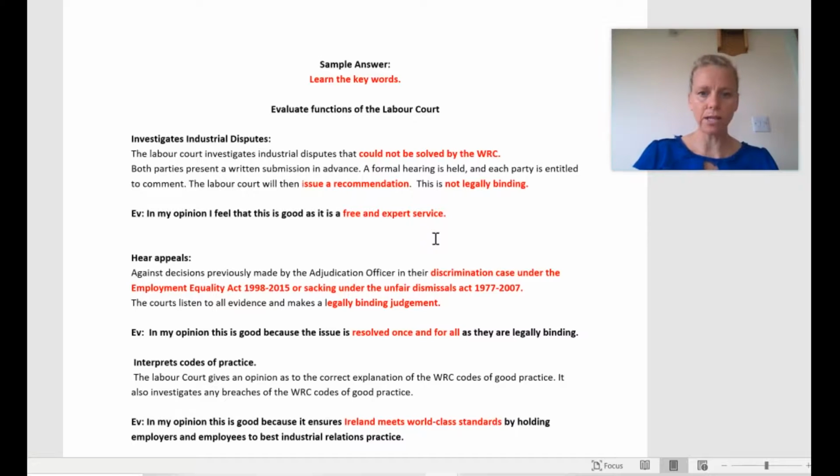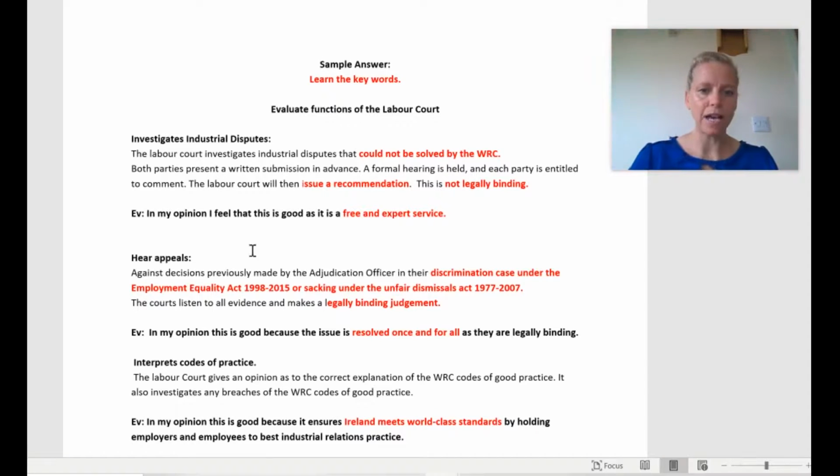The next one then that we have down on it will be appeals against decisions previously made by the adjudication officer in a discrimination case. So if I'm correcting and I see discrimination case on the Employment Equality Act or sacking on the Unfair Dismissal Act, I'm underlining that straight away. I might not be reading everything that's in there other than that, but I'm underlining those keywords. The courts listen to the evidence, and if I see legally binding judgment, that's underlined there.